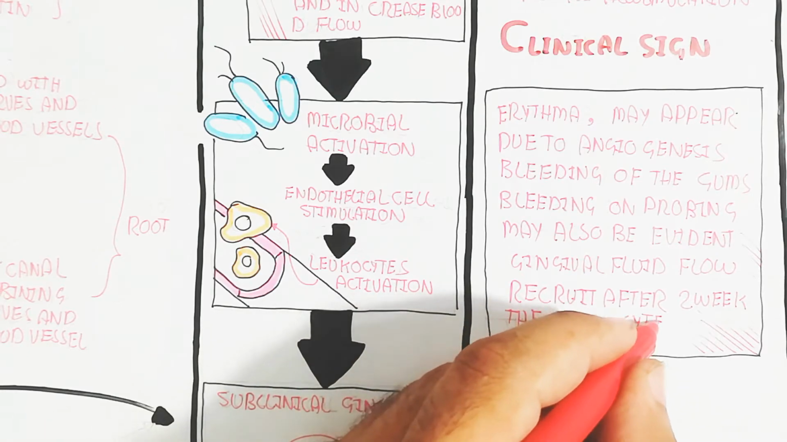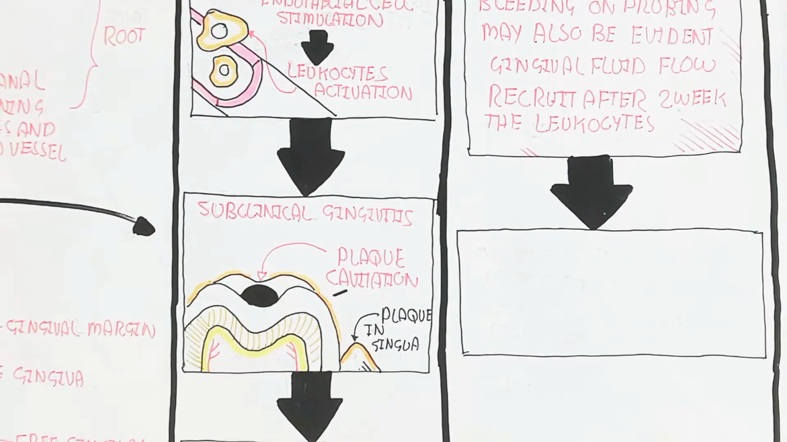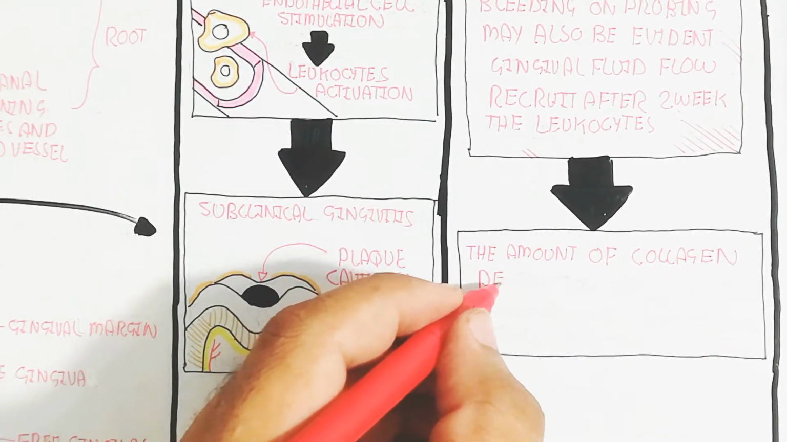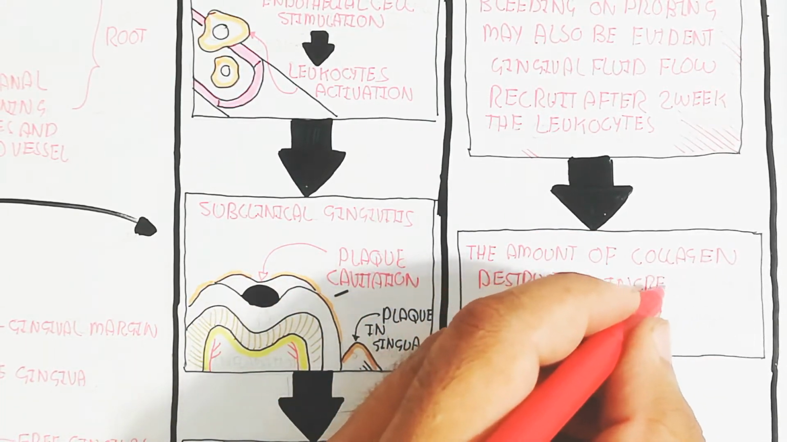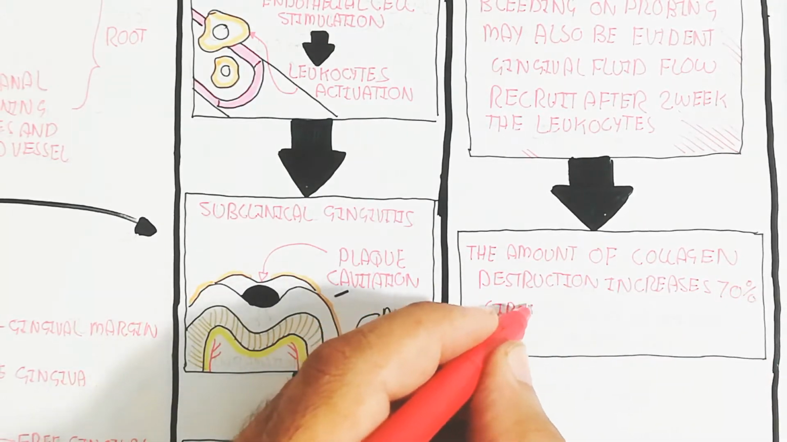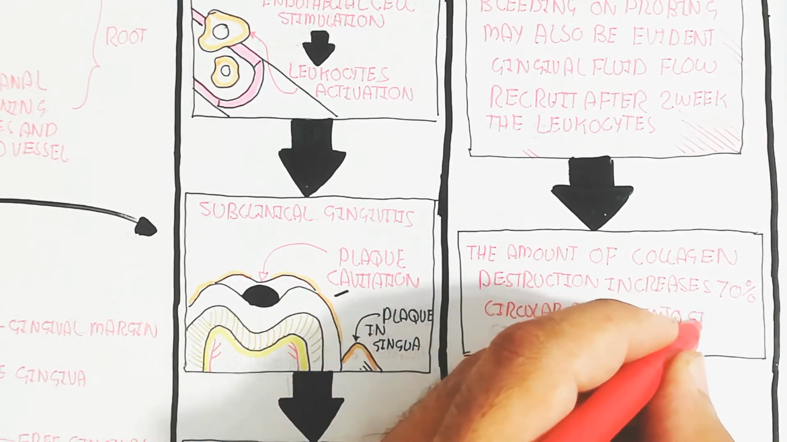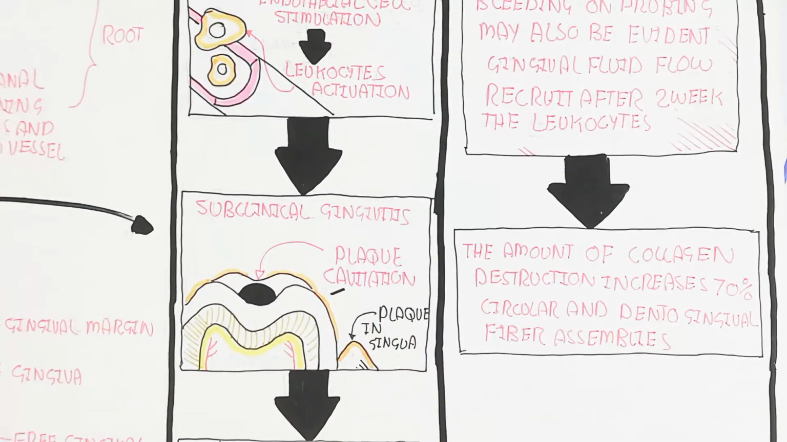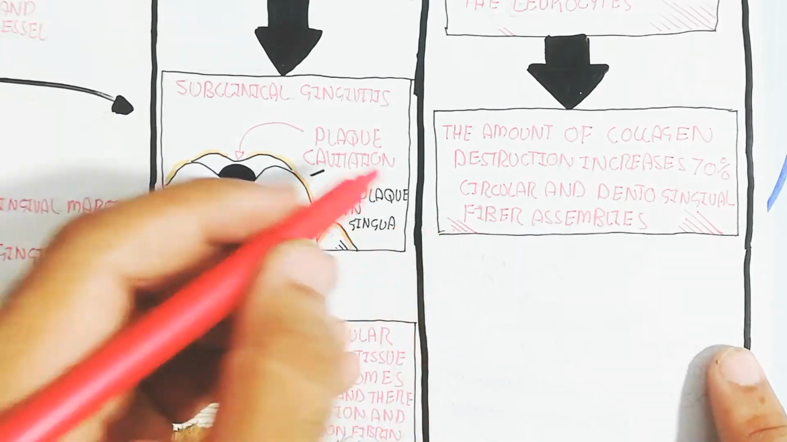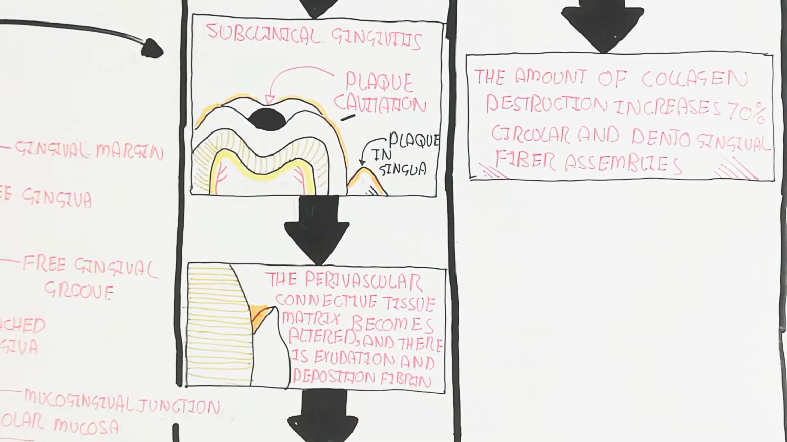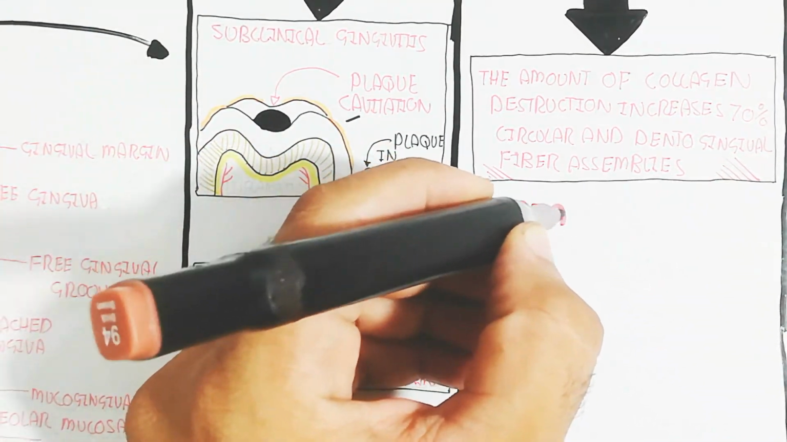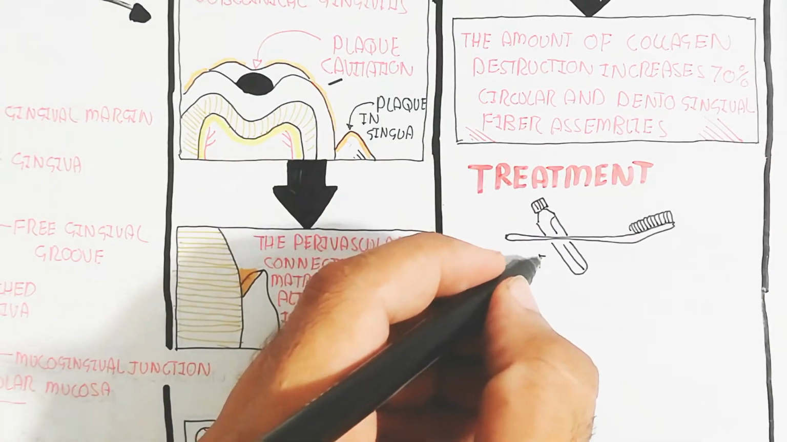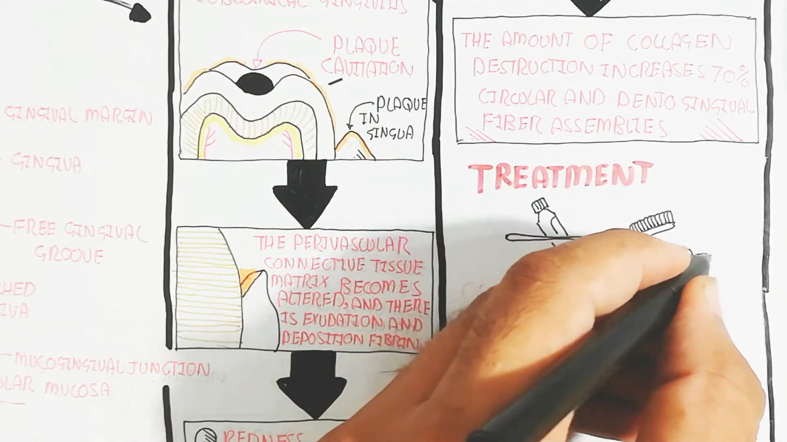The gingival fluid flow recruits leukocytes for further inflammation and combating the bacterial infection, and the amount of collagen destruction increases by 70%, while the circular and dentogingival fiber assemblies form. After this happens, we can treat the clinical signs.